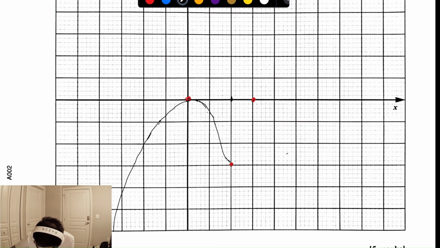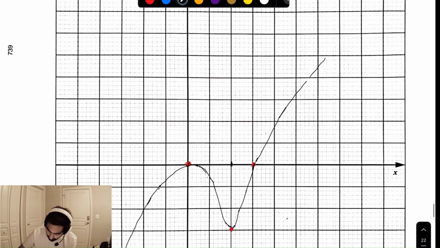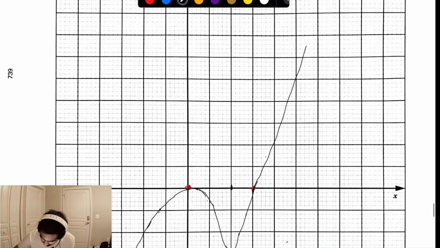It turns around here, comes back at 3, and then goes up, right? Should do this a little better than that. So yeah, it just goes up to infinity.